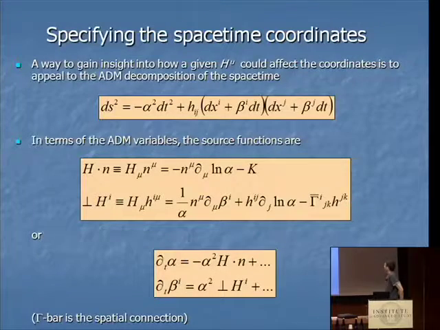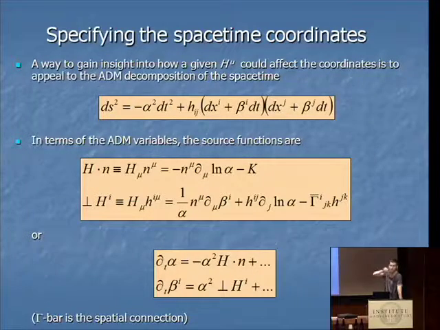And so the thing you can do to understand what they represent is to go back to the ADM decomposition. So thinking of space-times in terms of a spatial metric h and these coordinate degrees of freedom, the lapse and the shift. If we do that, we can write what the definition of harmonic coordinates is in terms of the lapse and the shift.